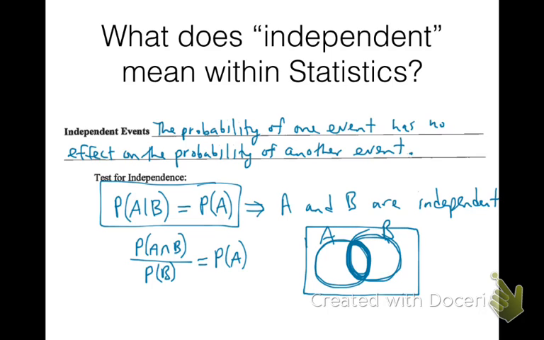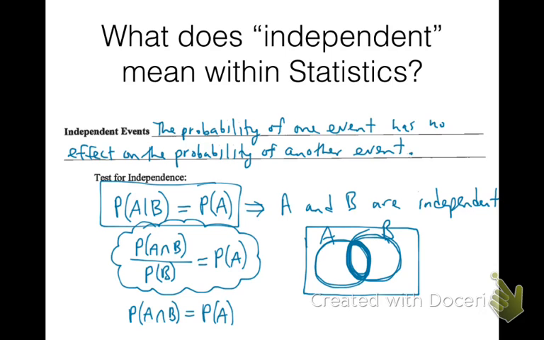Now what you'll notice, even though this is technically the test of independence, I can rewrite that in a form that's a little bit easier to work with by multiplying both sides by the probability of B to give me the probability of A and B is equal to the probability of A times the probability of B. So if you multiply those probabilities and you get the same thing as the intersection, then that's another way of saying that you have independent events. Okay, pause the video, write down anything you need to.